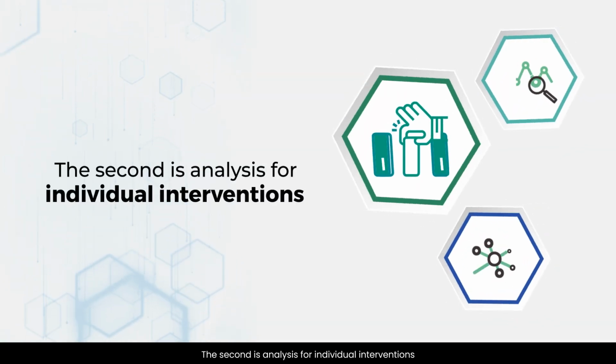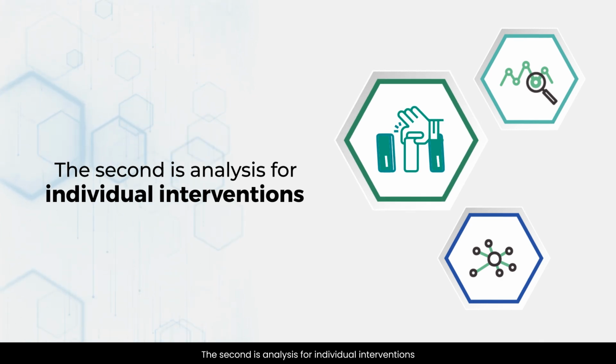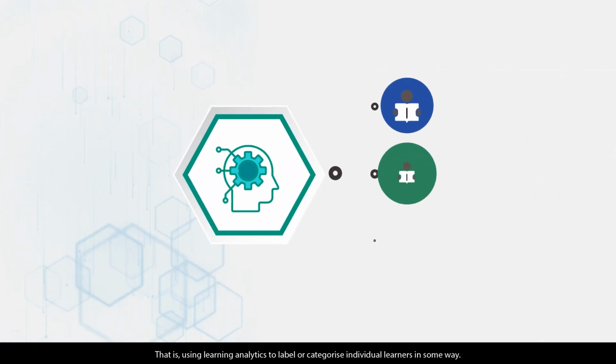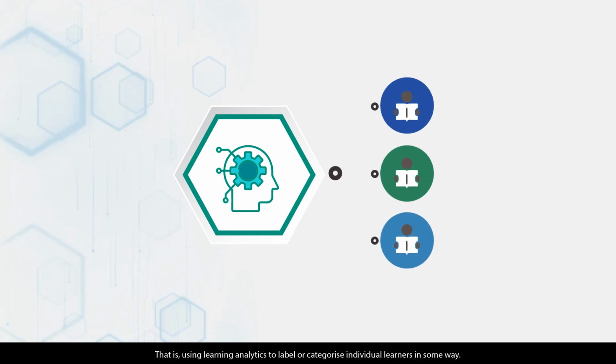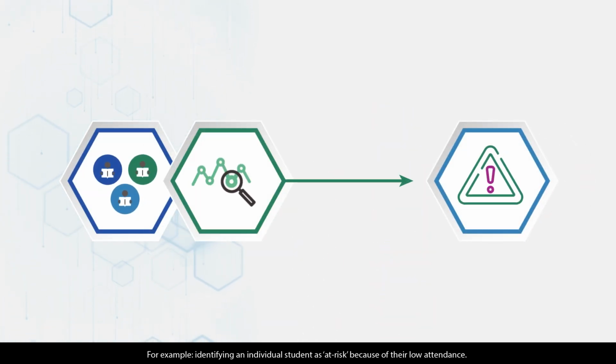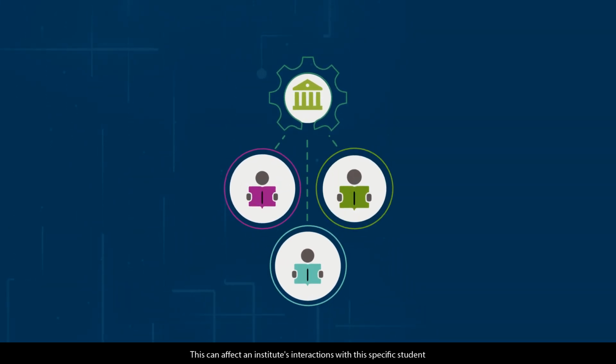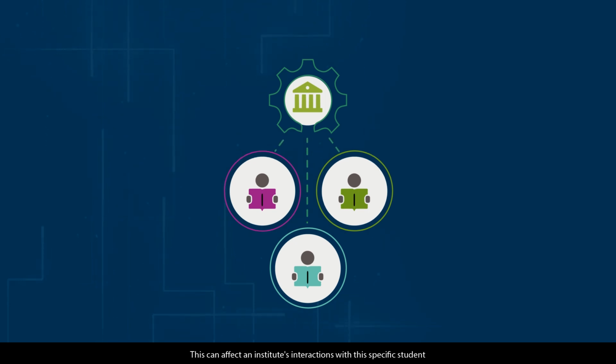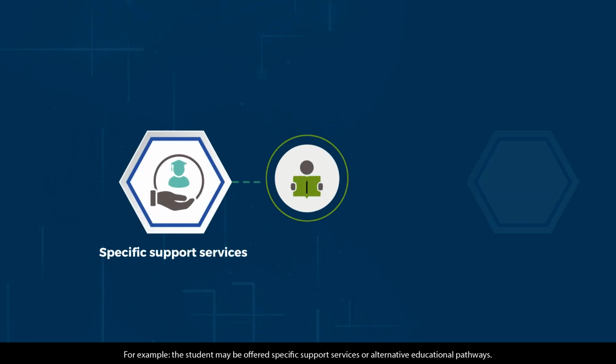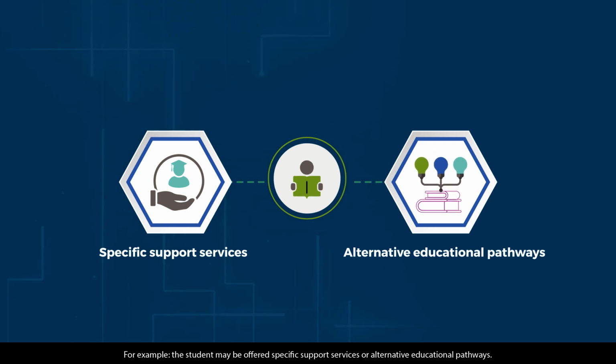The second is analysis for individual interventions. That is, using learning analytics to label or categorize individual learners in some way. For example, identifying an individual student as at risk because of their low attendance. This can affect an institute's interactions with this specific student. For example, the student may be offered specific support services or alternative educational pathways.